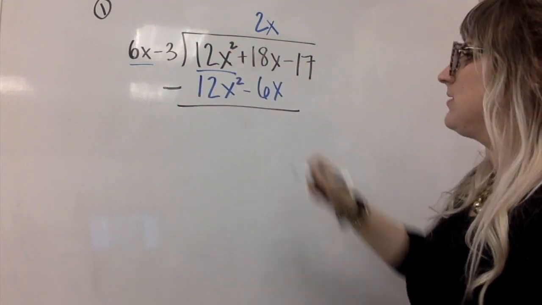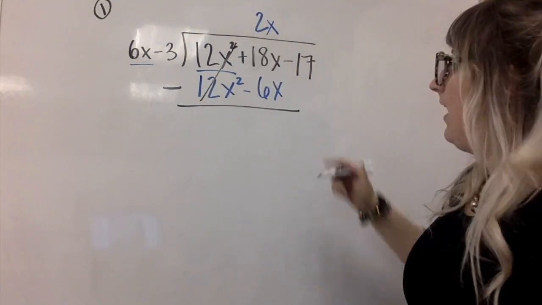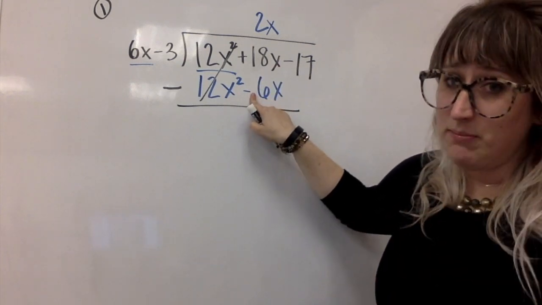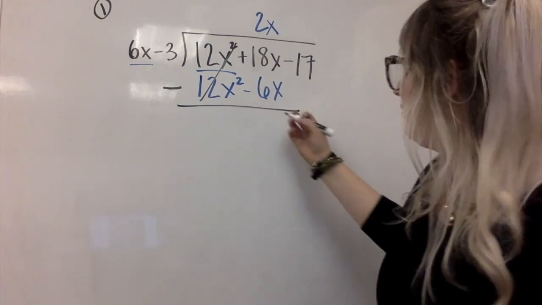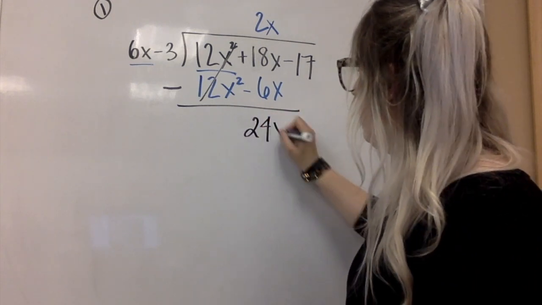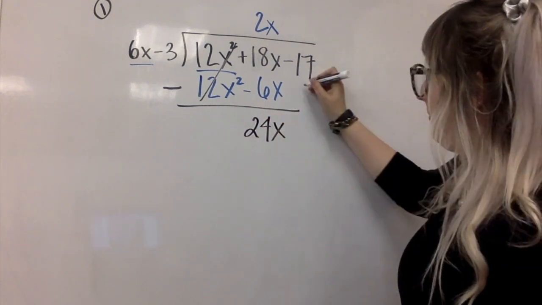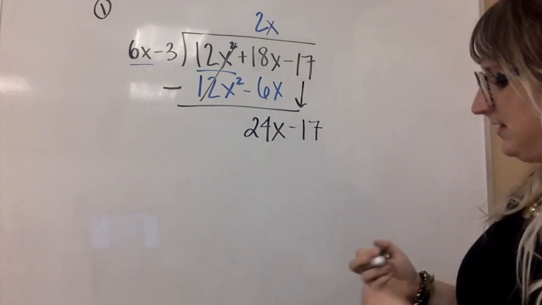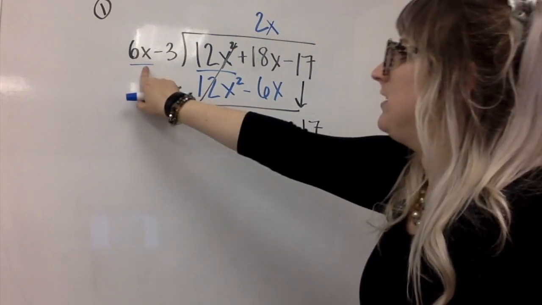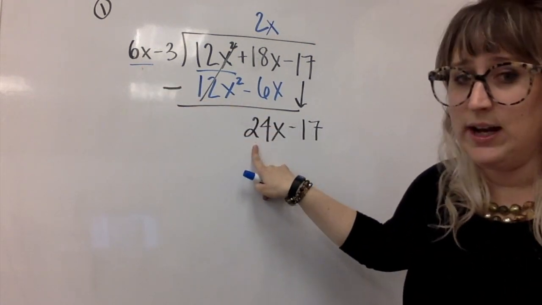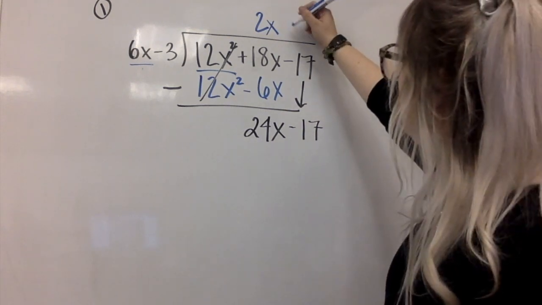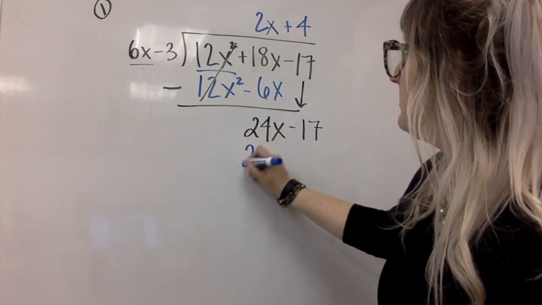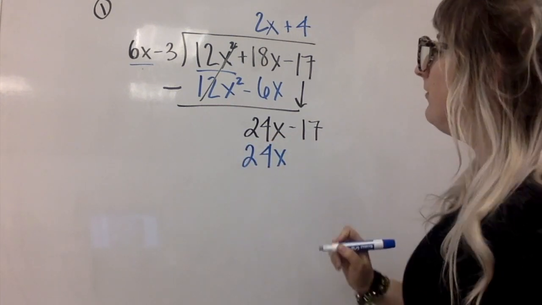12x squared minus 12x squared is going to cancel out, and then I have 18x minus negative 6, which is the same thing as 18 plus 6. So I'm going to get 24x. All right, I'm going to bring down the negative 17, and I'm going to say the same thing to myself again. How many times does 6x go into 24x? Well, I know 6 times a positive 4 is 24. So 6x times 4 is 24x.